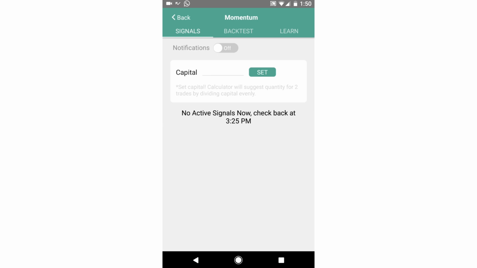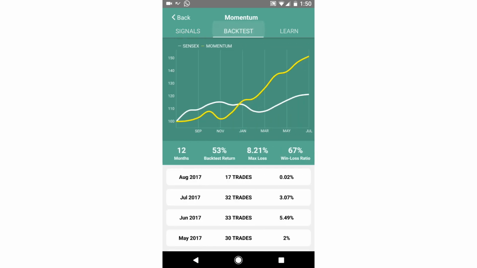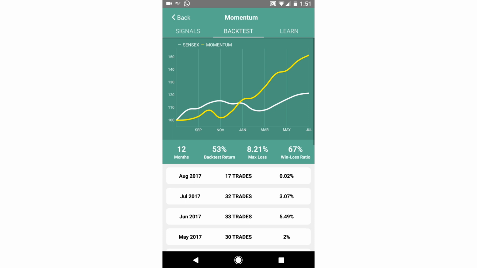Now before you actually trade momentum, you need to understand what it is. So let me teach you the momentum strategy, but before I do that, let me show you the results. Aren't you curious to know, if you invested say 10,000 rupees on this strategy, how much would you earn? Well, if you click on the back test, that's exactly what we show.